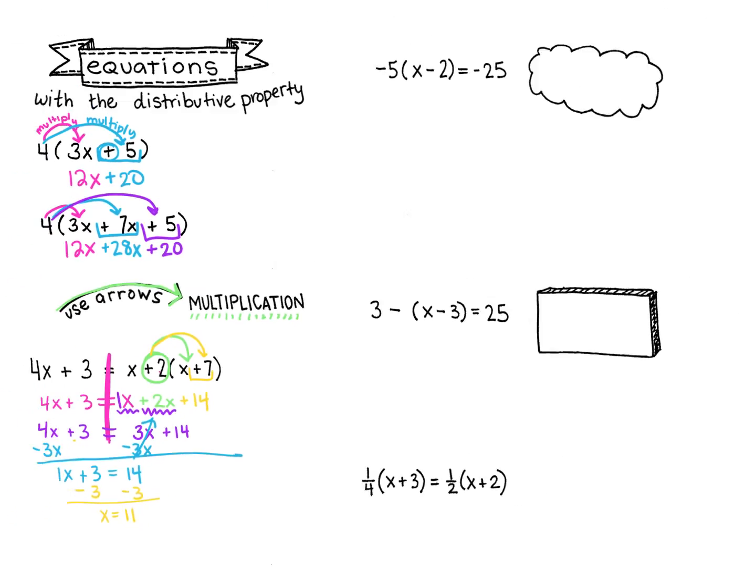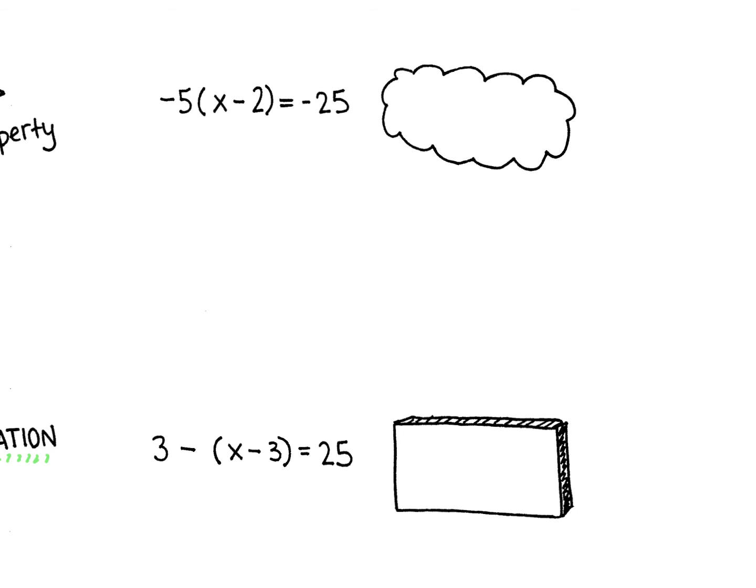Okay, let's try a few more examples with some negatives and some fractions. So here we have negative 5 times x minus 2 equals negative 25. So what I'm going to do, I'm going to circle this so I remember that the negative follows with the 5. Negative 5 times x is negative 5x. Negative 5 times negative 2. Please notice how I'm keeping the negatives with the term that follows it. Negative 5 times negative 2 is positive 10. That changes right there.